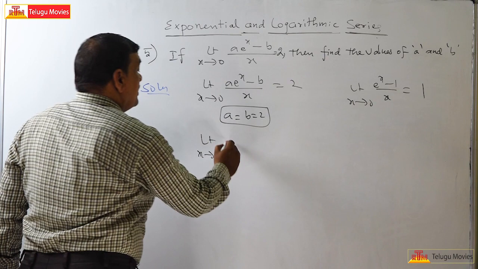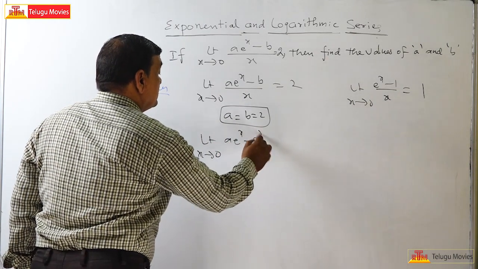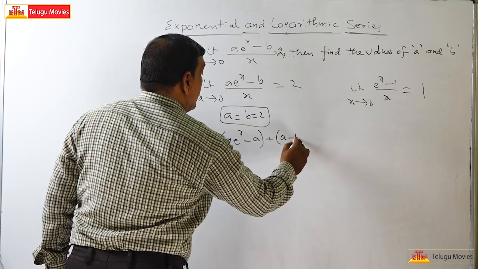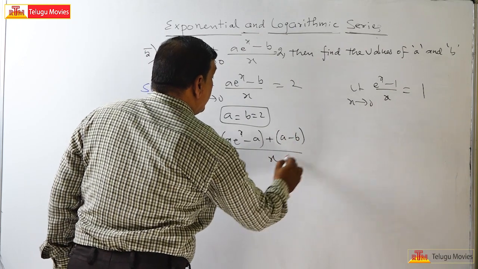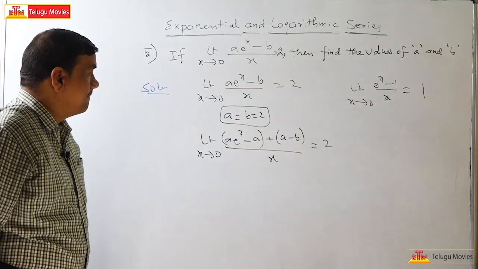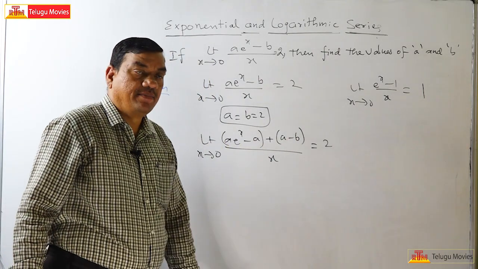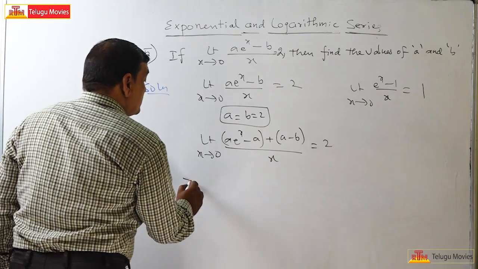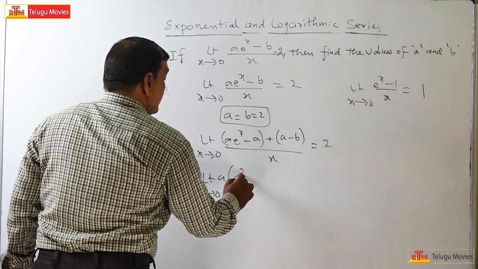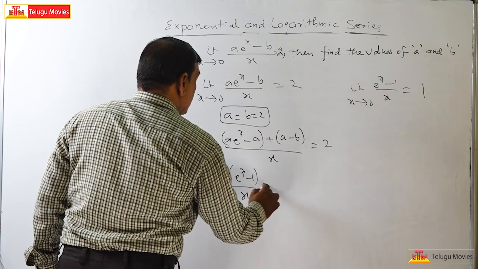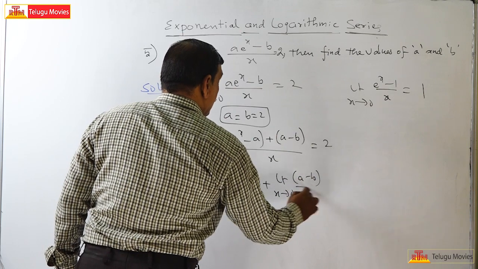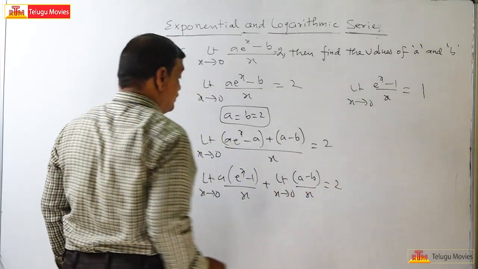So here, a e power x minus a. We can write this as a plus a minus b by x is equal to 2. Can we write it like this? So here we are adding and subtracting a. Now let us separate this: limit x tends to 0, here we can take common e power x minus 1 by x, plus limit x tends to 0, a minus b by x is equal to 2.